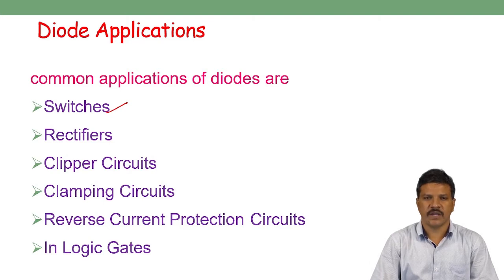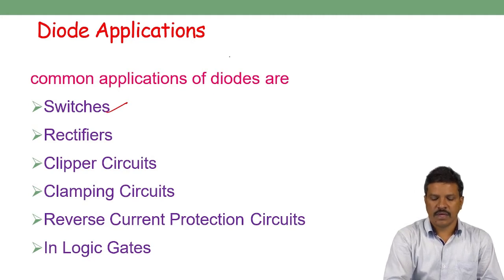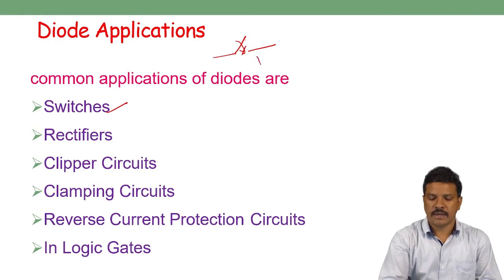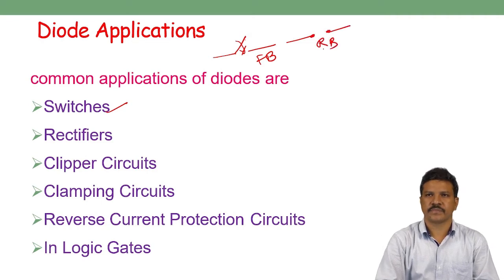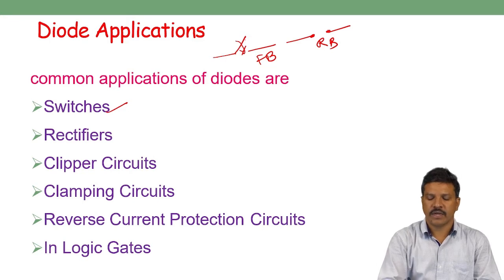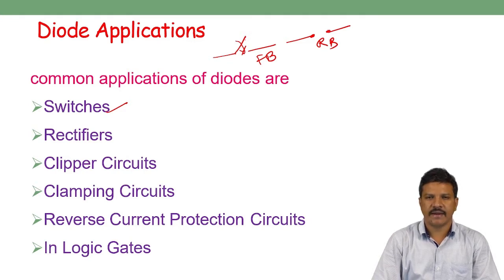So simply, the p-n junction diode allows current in the forward direction and does not allow it, acting as a complete open circuit, in reverse bias. So when we use this kind of on and off operation of the diode in digital circuits, it will be used as a switch.